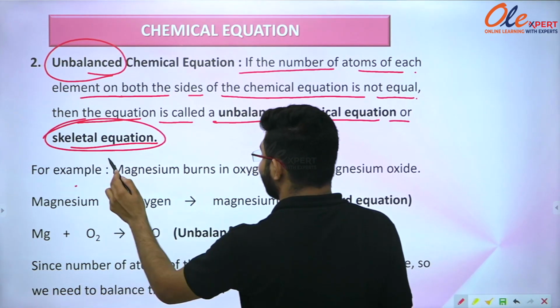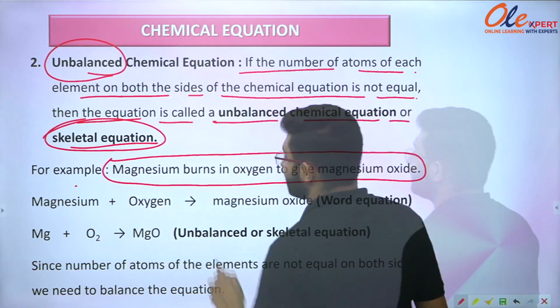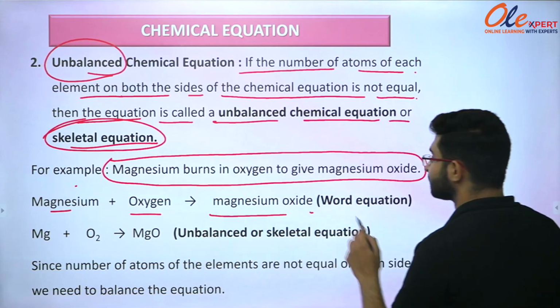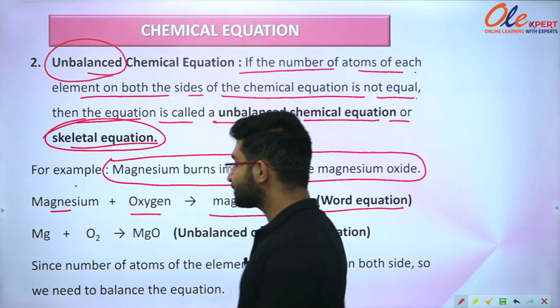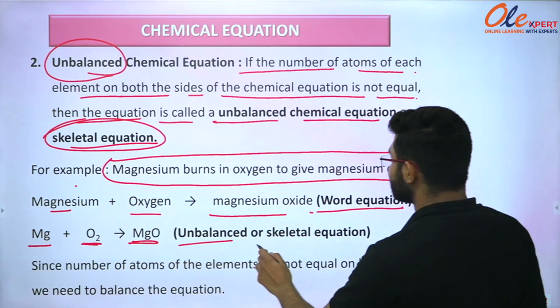For example, magnesium burns in oxygen to give magnesium oxide. How do you write it? Magnesium plus oxygen gives magnesium oxide. It's a word equation, and when we write it down as a symbol equation, it becomes Mg plus O2 gives MgO. Unbalanced or skeletal equation.